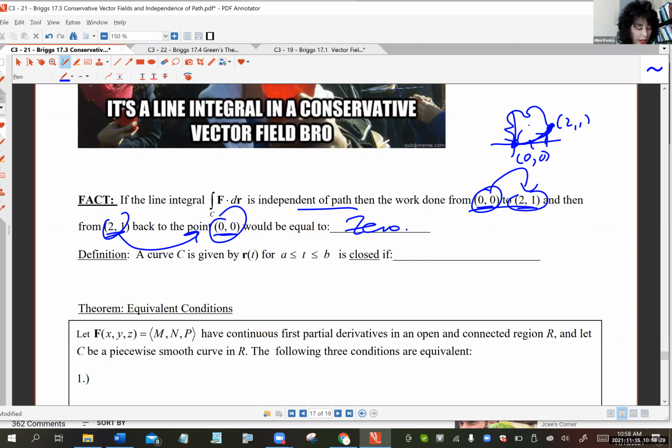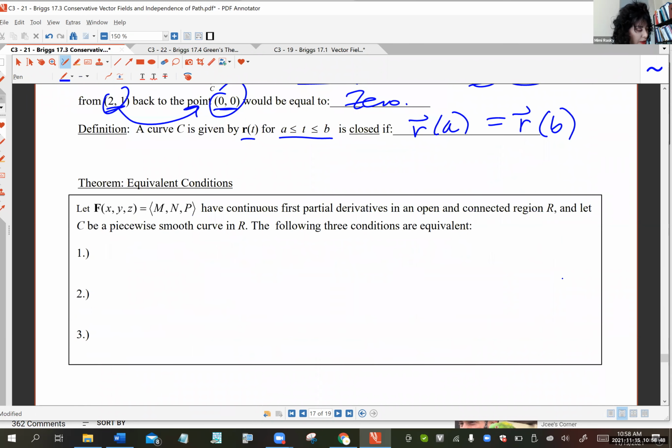Now let's do a quick definition. A curve r(t) where you start and stop from a seconds to b seconds is closed if, when you evaluate the vector valued function at the starting time, a seconds, it's exactly the same as the vector valued function evaluated at the ending time. That's considered a closed curve. Fine. Now you're ready for the big theorem.